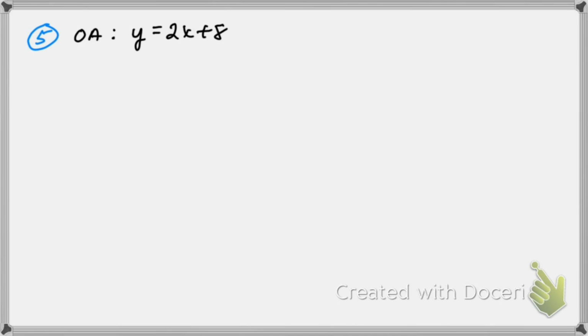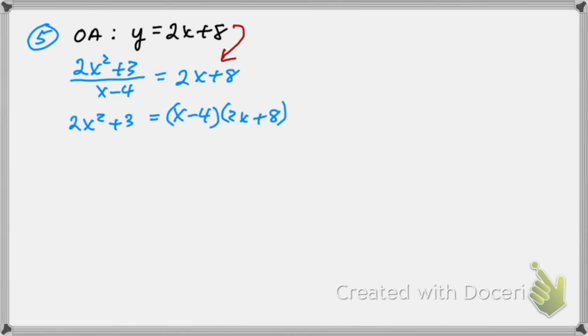Now to see where the graph may or may not cross the oblique asymptote, this is a reminder that the equation of the oblique asymptote is y equals 2x plus 8. So I take my original equation and set it equal to 2x plus 8. I want to see if they intersect. Multiply both sides by x minus 4.